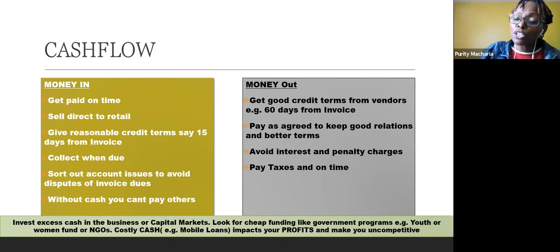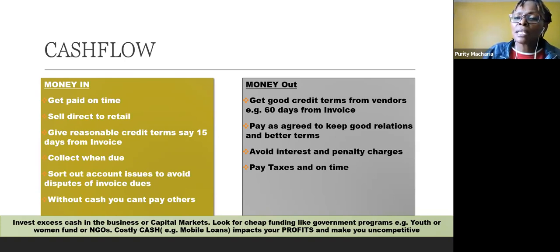If you're doing business that has you give credit, you want to make sure that you're paid quickly. So again, arrange your terms so that they're favorable to your type of business, of course, taking into account all other aspects of the marketplace. So get paid on time. Sell directly to retail.